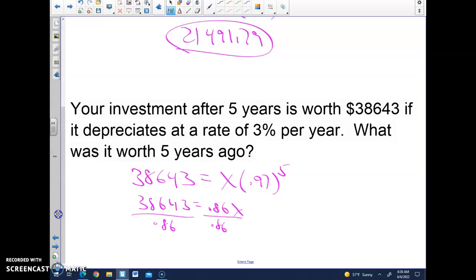38643 divided by, and I'm going to get $44,999.96. I'm just going to make that $45,000. So essentially, if I have a $45,000 investment and it's losing 3% every year, okay, and I ended up with $38,643, that's what I started with.